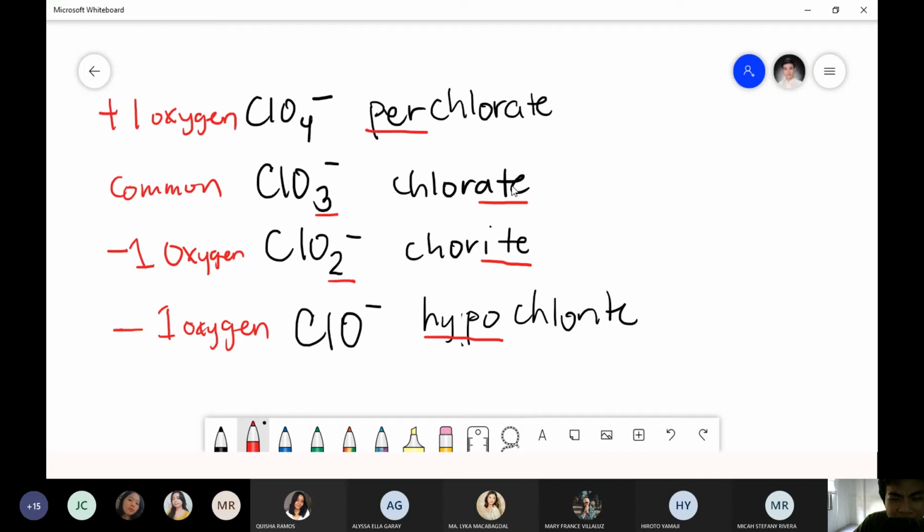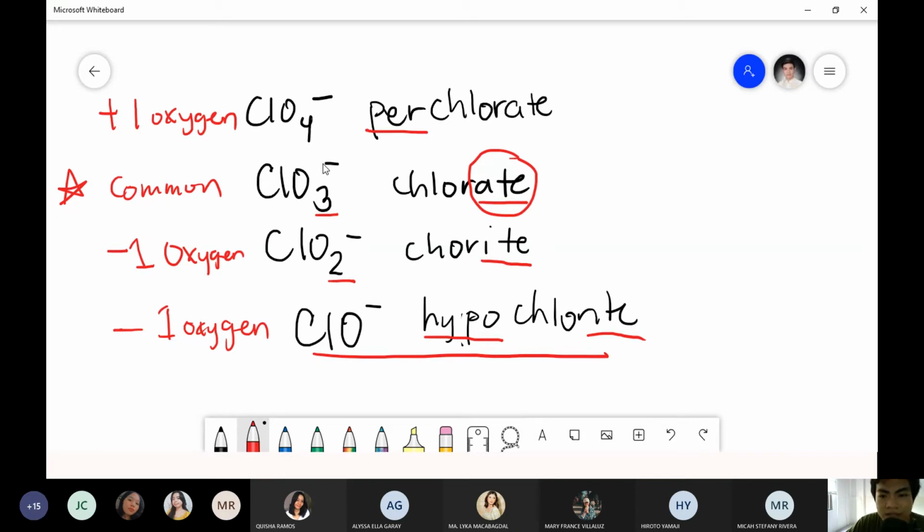Per, if you add another oxygen to your common. Mary asked about removing 2 oxygens. Yes, 2 oxygens. From your chlorate, if you remove 2 oxygens, it will be hypo. Because 1 oxygen will give you ite, and if you remove 2 oxygens, it will give you hypo-ite. That is if your basis is the common. If you remove 2 oxygens, then you will indeed come up with the hypo name. So that's the idea.